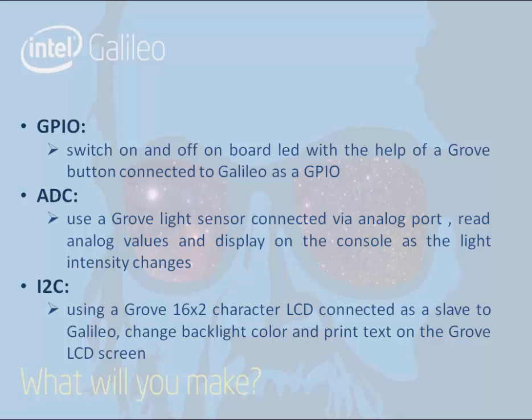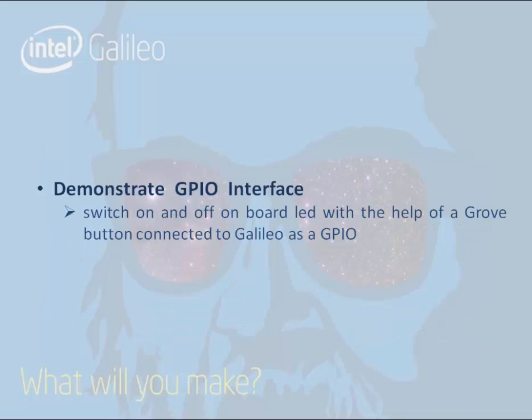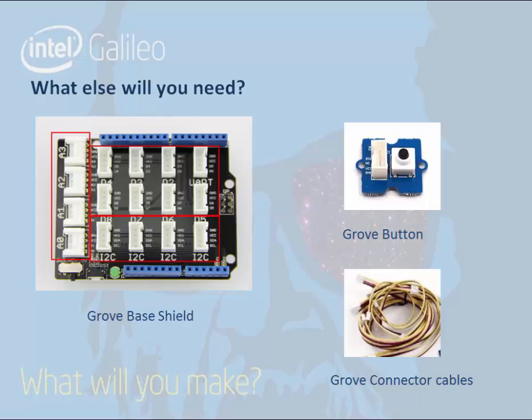Let us now start with the first part of the tutorial, which is to demonstrate GPIO interface. For the purpose of this demo, I will be using two components from Grove Starter Kit by Seed. Grove Starter Kit provides a base shield which resembles an interface between any Arduino shield interface with Galileo. The base shield is divided into three different functional areas, that is 8 digital ports, 4 analog ports and 4 I2C ports. For this demo, we will be using digital ports for GPIO.